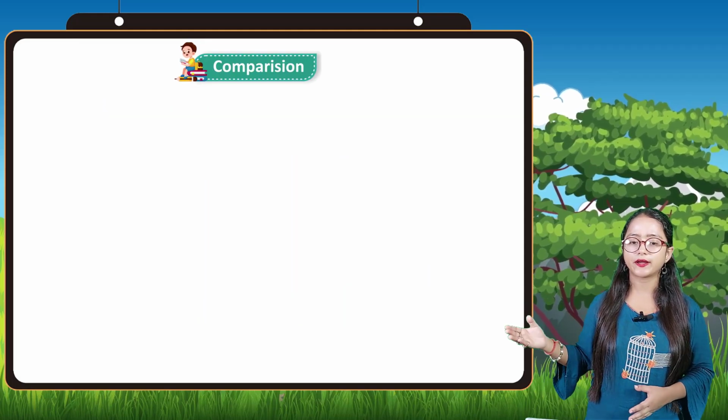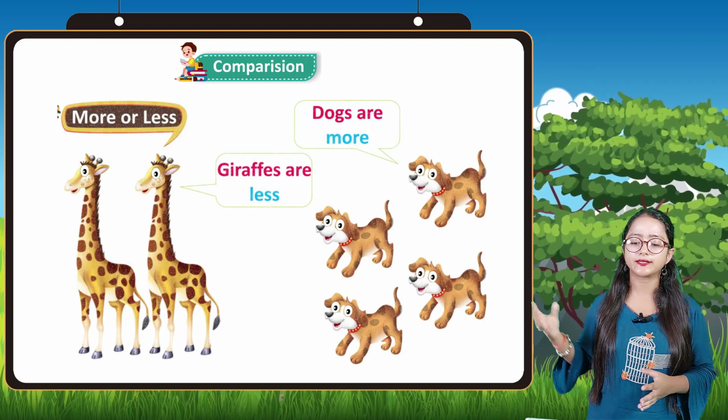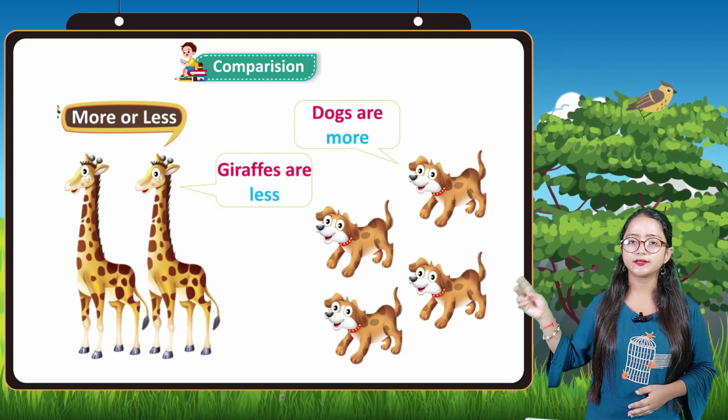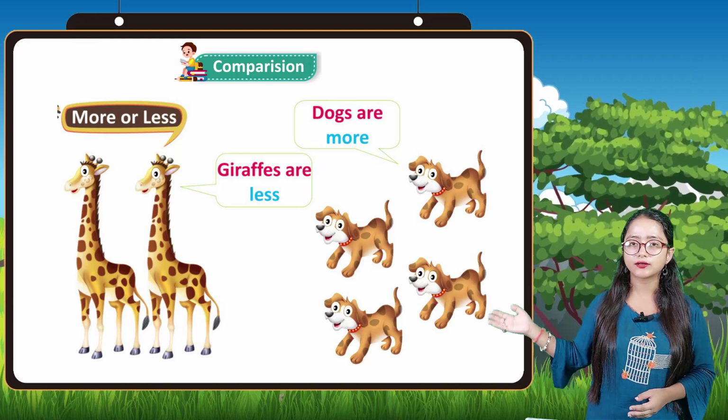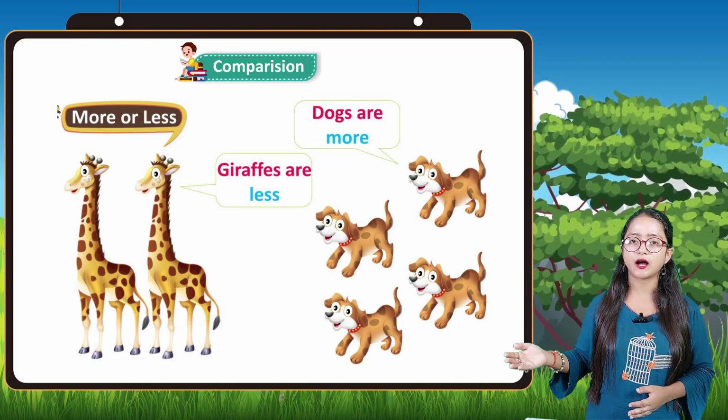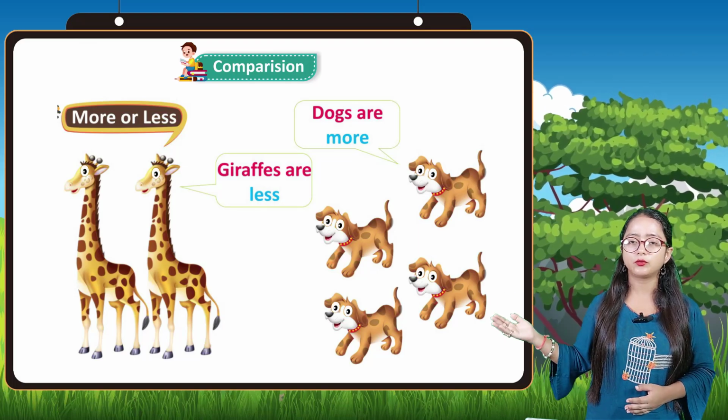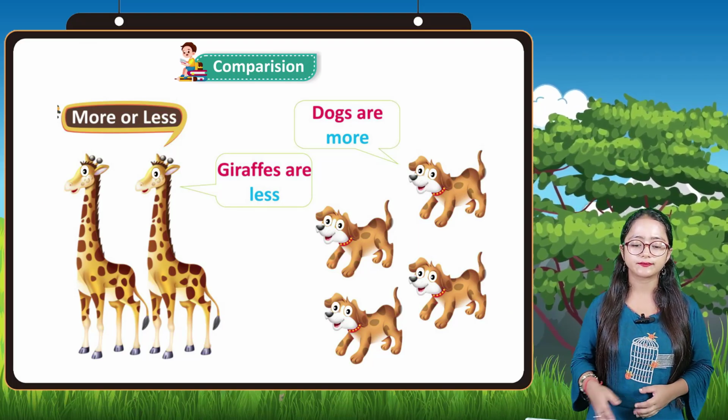Now next comparison is about more or less. Here you can see there are 2 giraffes and there are 4 dogs. So we can say that dogs are more, giraffes are less.